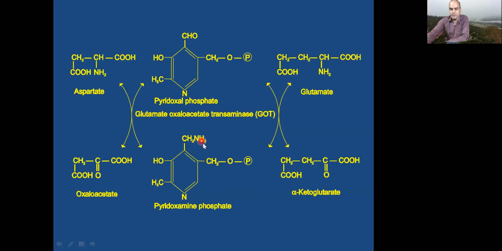After donating this amino group, it is regenerated into its original form, pyridoxal phosphate. So this is how coenzymes like pyridoxal phosphate are involved in the transamination reaction, or in the transfer of an amino group.